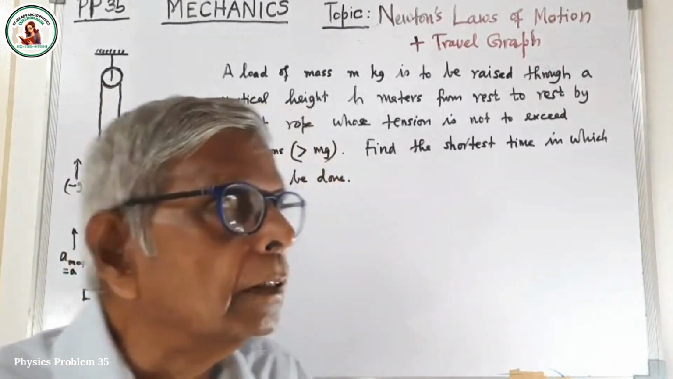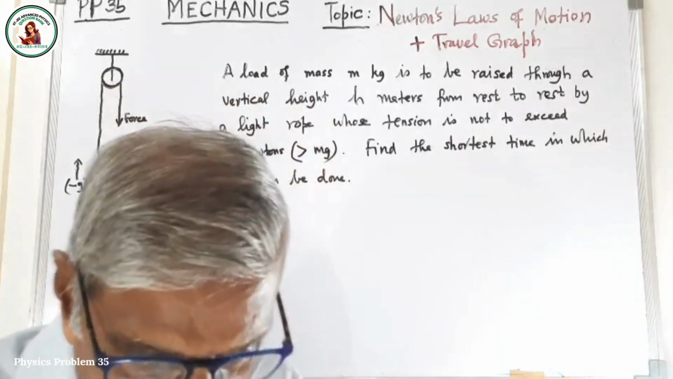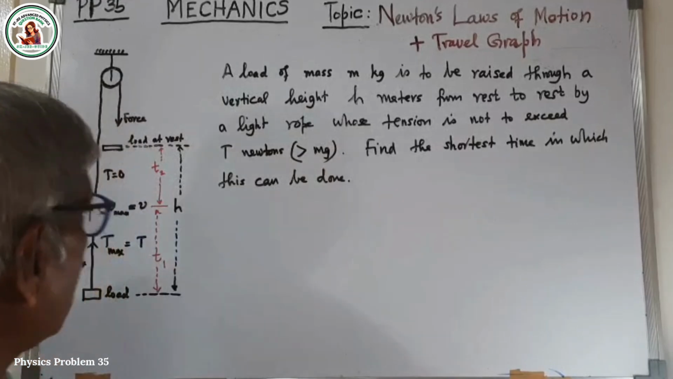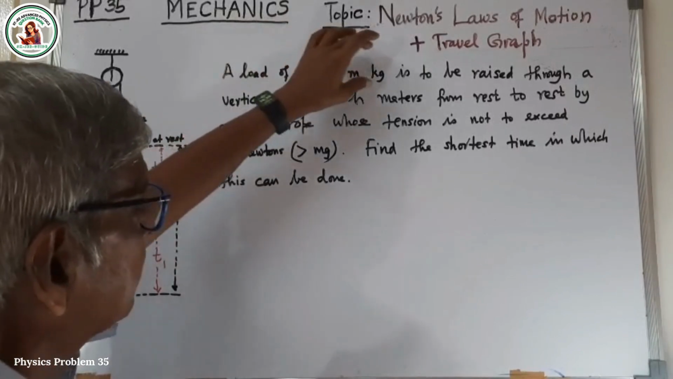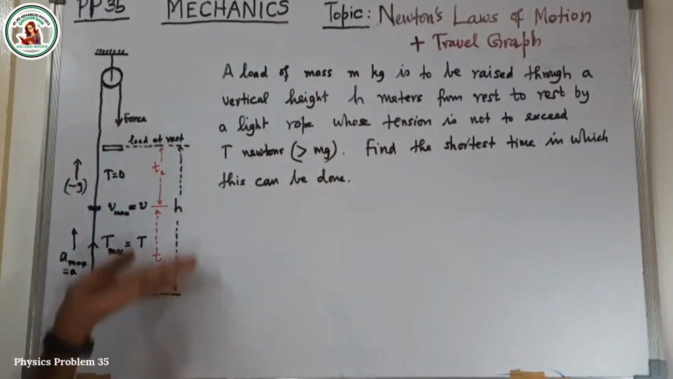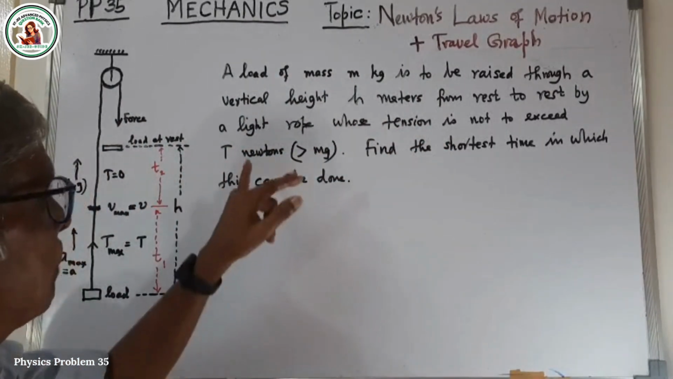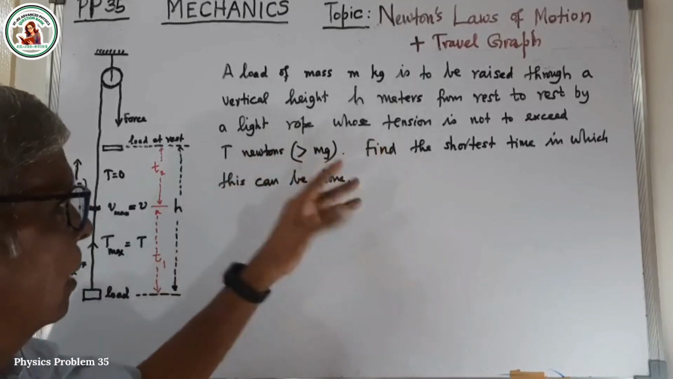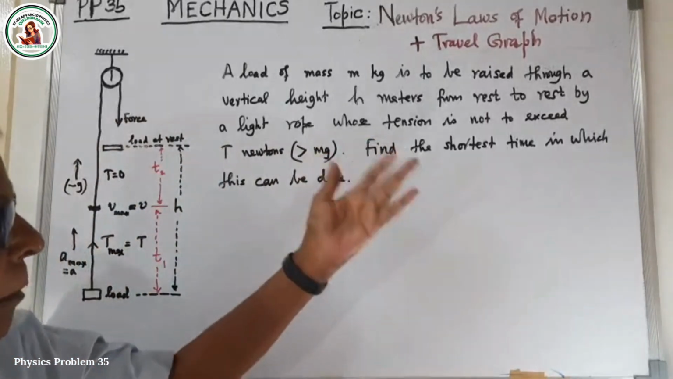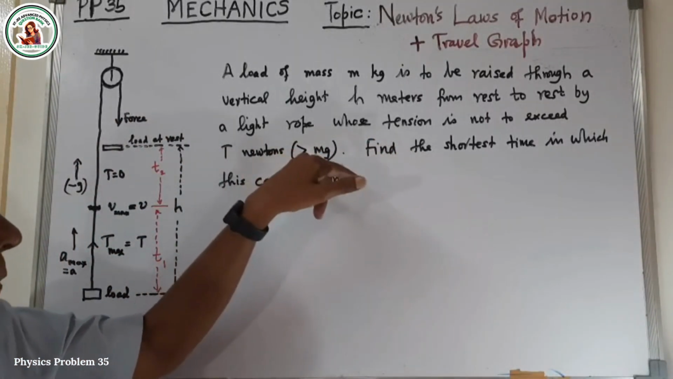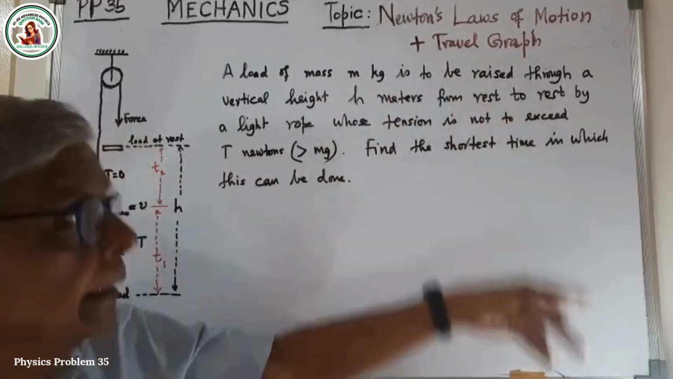Today we shall discuss physics problem 35. Statement you can see on the board. A load of certain mass m kilogram is to be lifted to a height h using a rope whose breaking tension is given as T newtons. If the tension goes more than T newton, the rope will break. So within that limited tension, the same load has to be lifted to a height h.